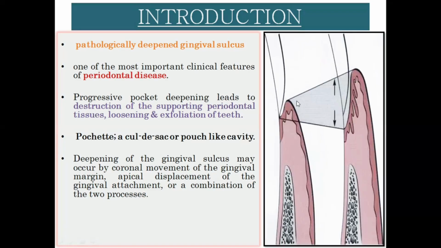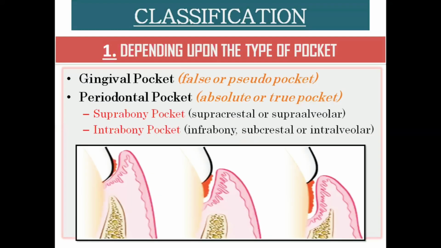This gingival sulcus can deepen either by coronal movement of the gingival margin or by the apical movement of the junctional epithelium. Now, coronal movement of the gingival margin happens when there is bulk of gingiva. That is, there is increase in the gingival tissue. And this pocket lining, which is this junctional epithelium, when it moves apically, it leads to formation of the true pocket. I will explain it.